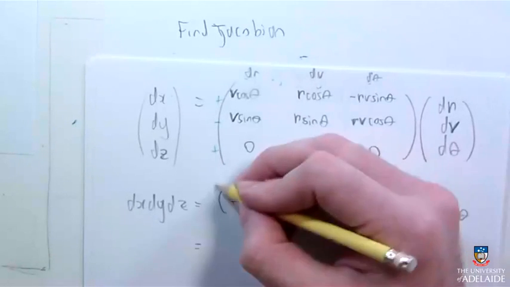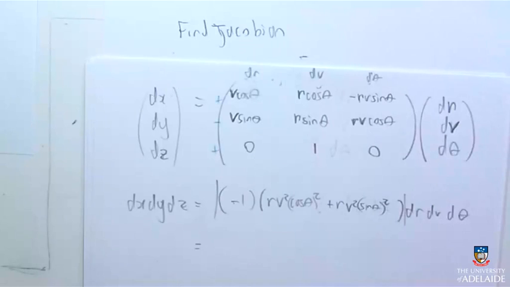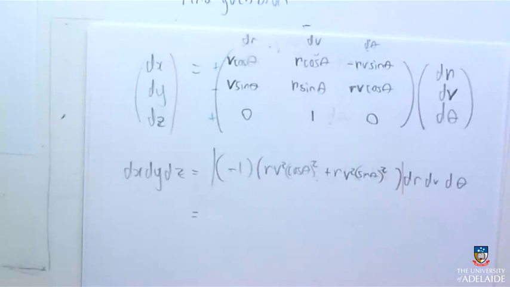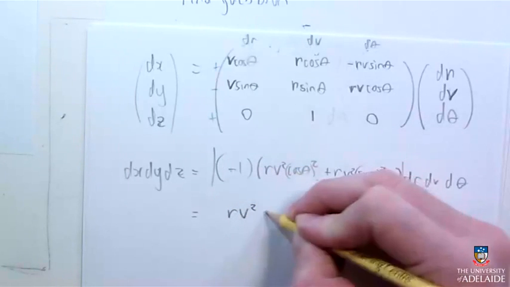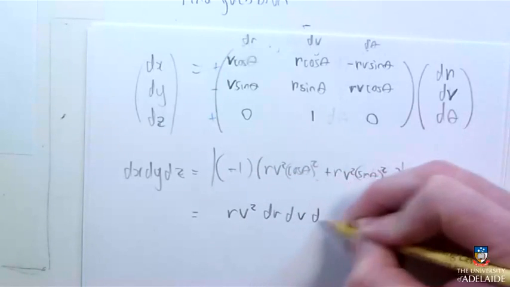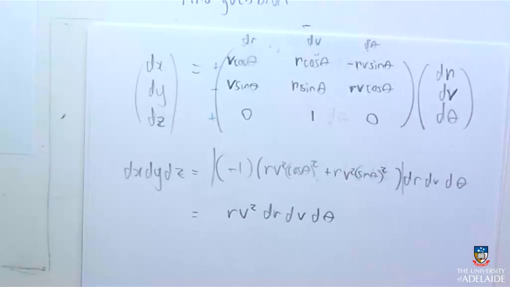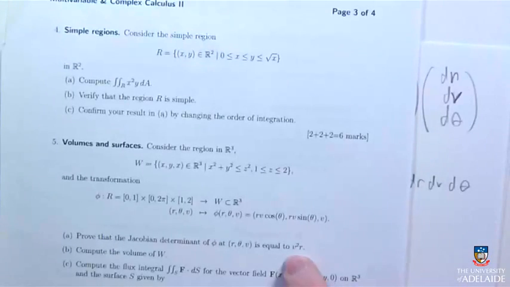I need to take the absolute value of this, because it's a relationship between volumes. Volumes can't be negative. Yeah, that's why. And so that minus will disappear, and I'll get rv squared, which is nice because v squared r. Good. That's what I was supposed to get according to the thing.